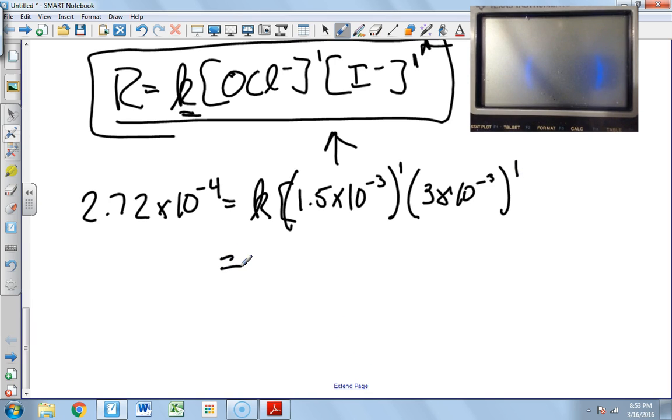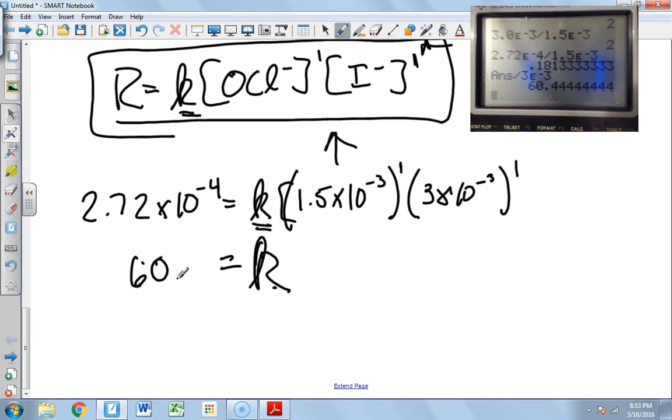Okay, so now it's time to do a little math. We want to solve for K. So we're going to take 2.72 times 10 to the minus 4 divided by 1.5 times 10 to the minus 3, and then divide by 3 times 10 to the minus 3. Okay, so we get K equals, isn't that funny? K equals 60.44. But now it's asking for a unit.